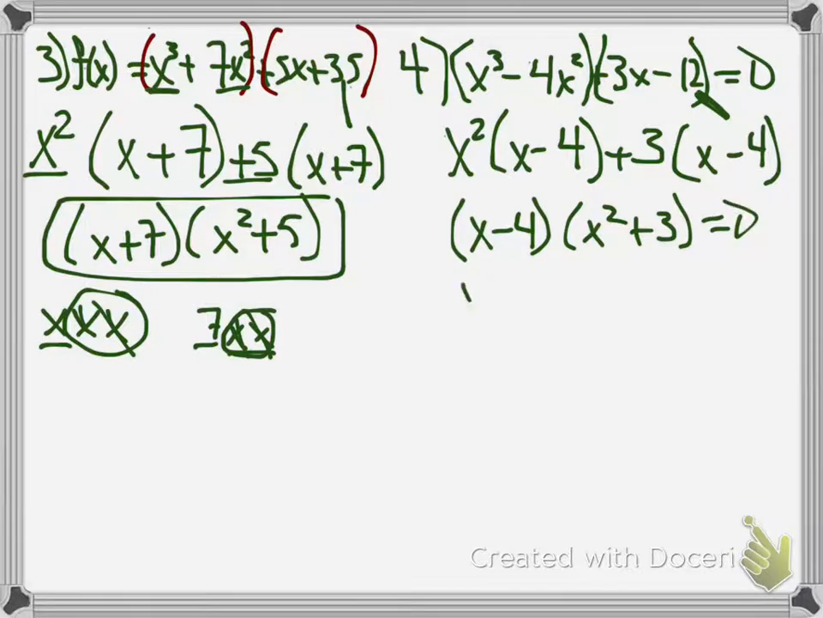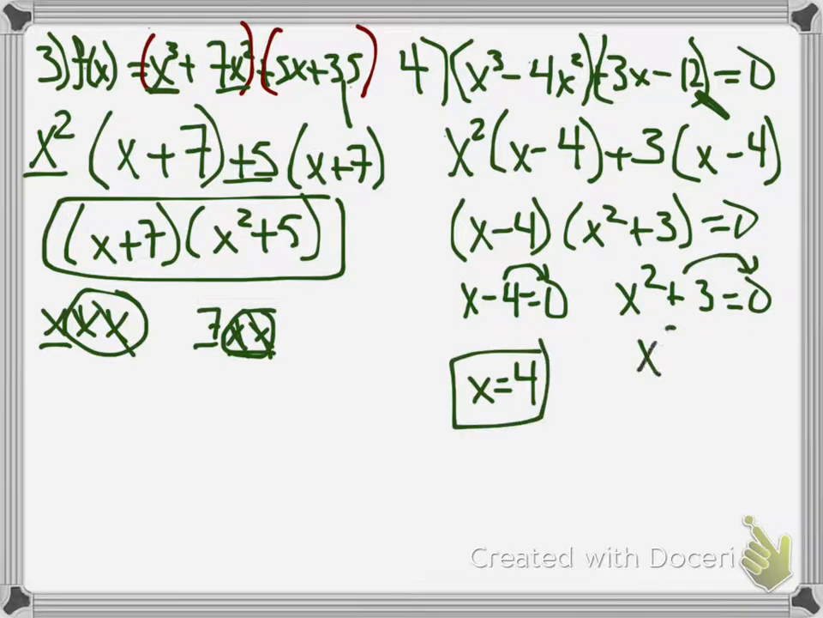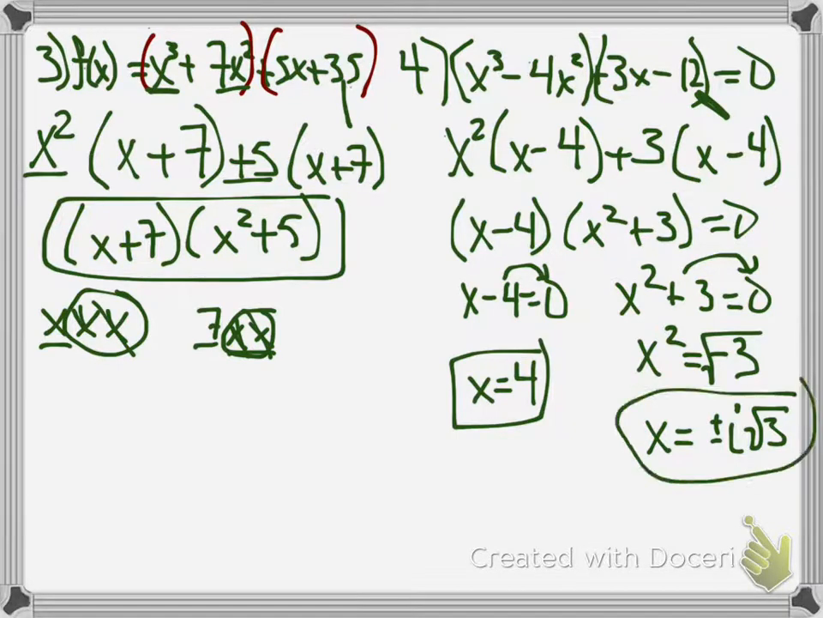Now, once I get them factored like here, I need to set them equal to 0 and solve. So I'm going to move that one over and say x equals 4. Move the 3 over to become negative 3, and then take the square root. Keep in mind that every time you take the square root of a negative, you've got to give me an i. So this one is plus or minus i square root of 3. And that's really about it. It's fairly simple.